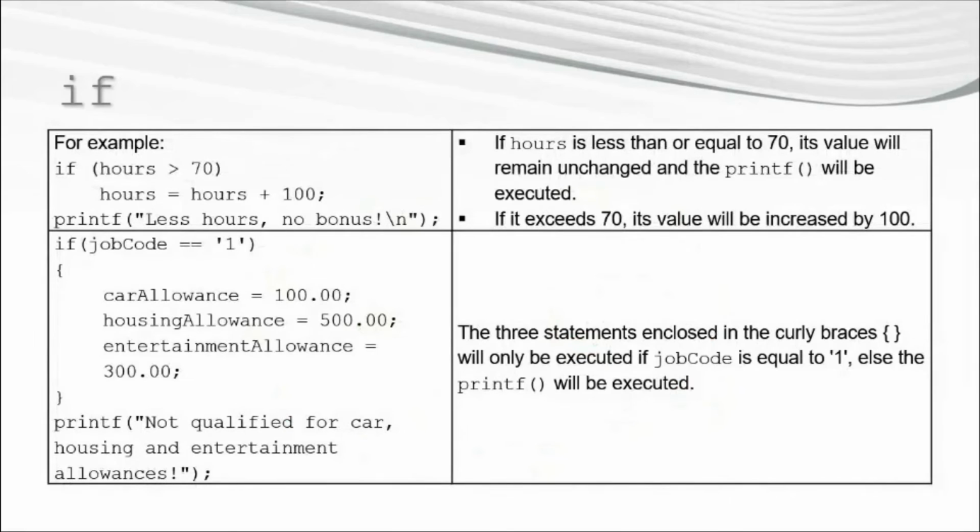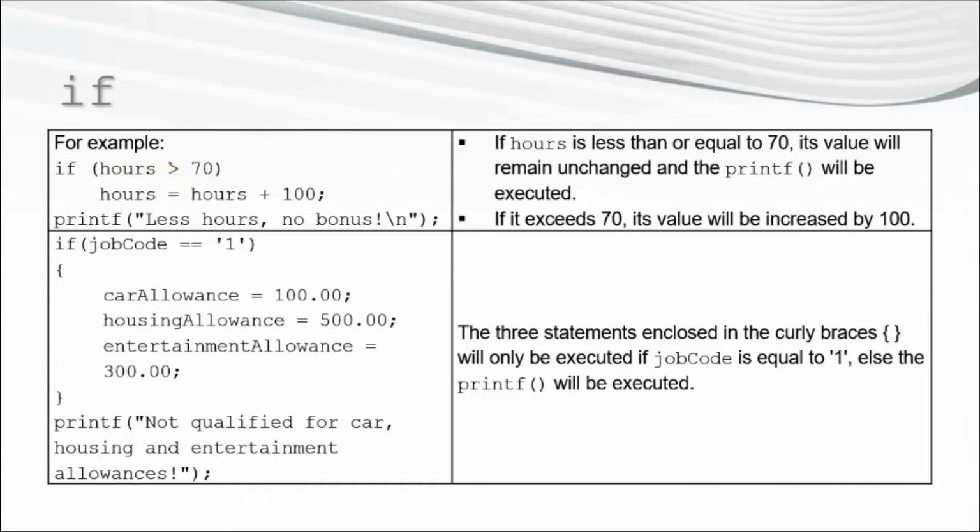So some examples: if a variable hours is greater than 70, then hours equal to hours plus 100. Print less hours, no bonus. So in both cases, even if hours is greater than 70, or even if it is less than or equal to 70, this will be printed. That is, less hours, no bonus. That particular line will be printed.